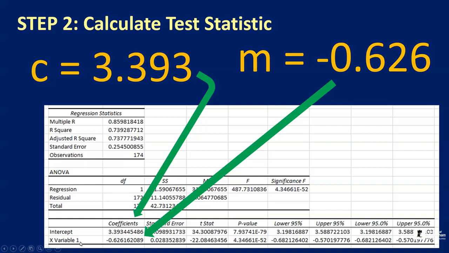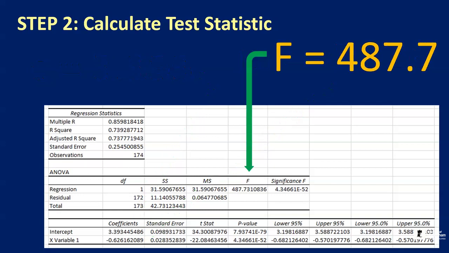And this slope parameter is called X Variable 1 for some reason in Excel. Not very helpful terminology, but you can see here that the estimate is negative, minus 0.626. That's the estimated slope of the relationship, if there is one. Of course, we also need to calculate a p-value, which we'll come to in a second. In fact, here we go.